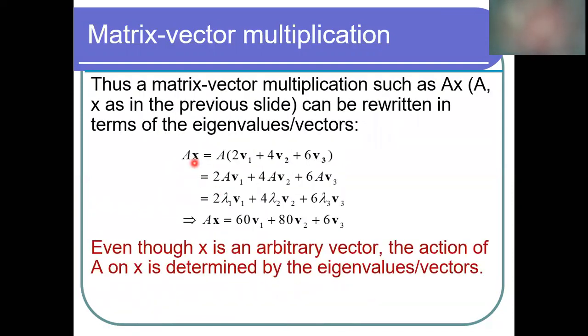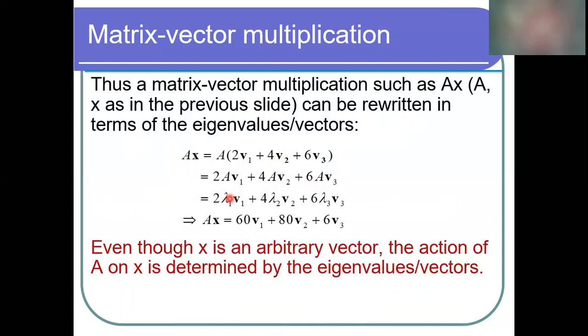Like if I apply A on x, that is A operating on 2v1 plus 4v2 plus 6v3. The 2 is a scalar multiple, so the scalar will be outside and you just apply A on vector v1. Similarly, 4 is a scalar, so the matrix A will apply not on a scalar but on vector v2. Similarly, here A on v3.